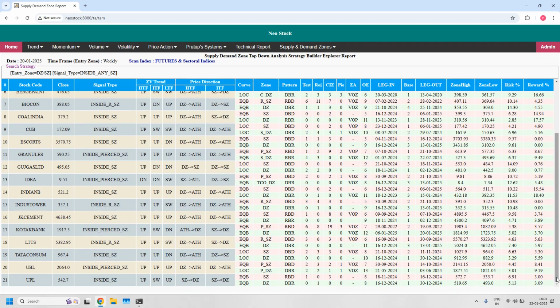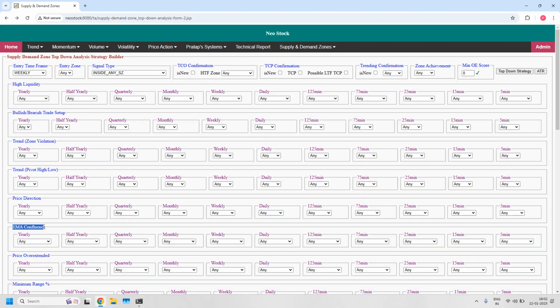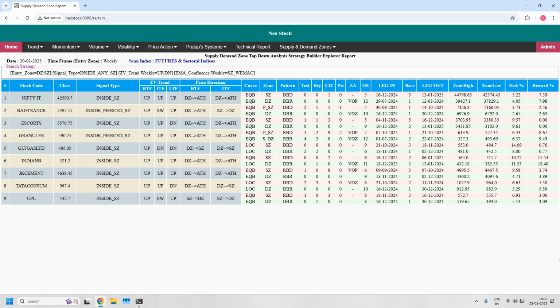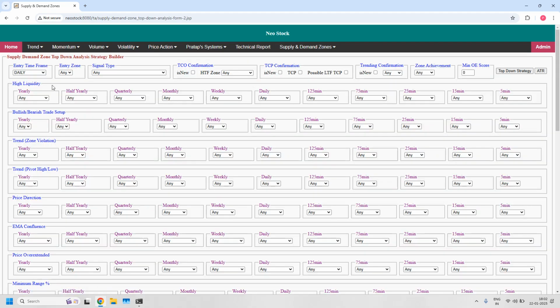Out of these 21 weekly supply zones, how many supply zones are having weekly EMA confluence? Let us verify. In the EMA confluence filter, at weekly time frame, I am setting the filter weekly supply zone having weekly EMA confluence. And a trend on weekly time frame should be either up or down. Let's filter. We got 9 stocks. These 9 weekly supply zones are having weekly EMA confluence and also current price closed in these weekly supply zones. So this is about weekly time frame. Next time frame is a daily.